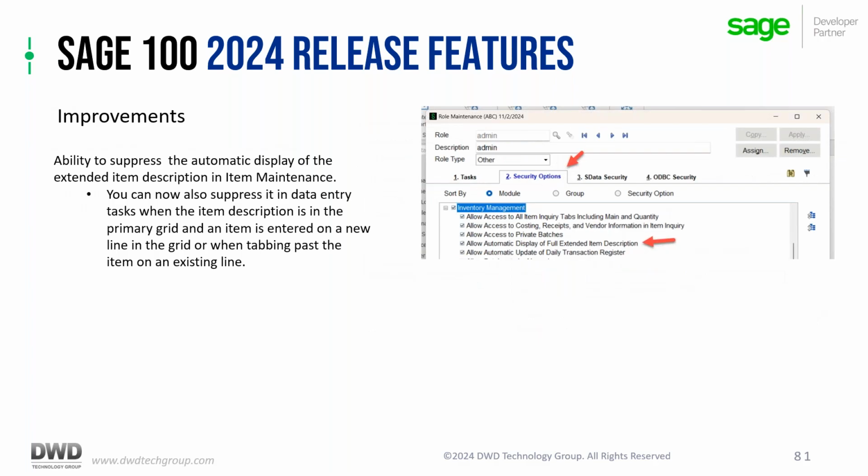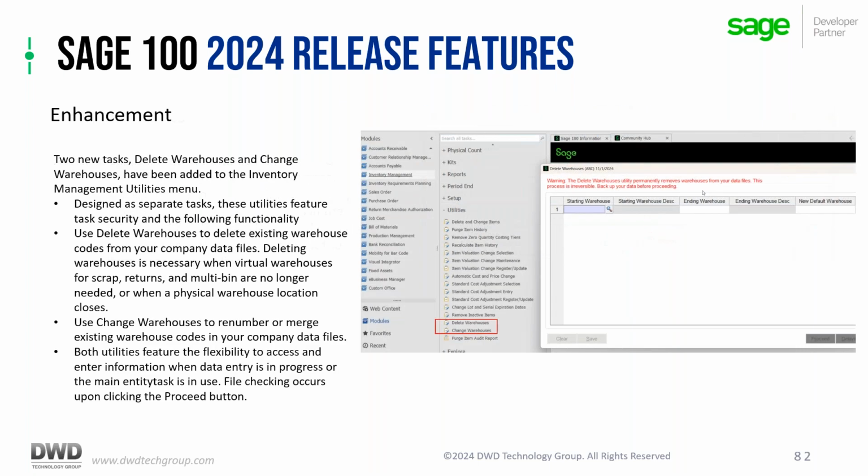This was one that came up this last week. I think it was Rick and Mary who said, no, it's a thing. There's now the ability to suppress the automatic display of the extended item description in item maintenance and other modules. If you pick an item and all of a sudden a pop-up appears with the extended description, you don't have to have that pop-up anymore. Thankfully, because sometimes you're not trying to edit that, and you have to close it, things like that. Little thing, but user experience is important.